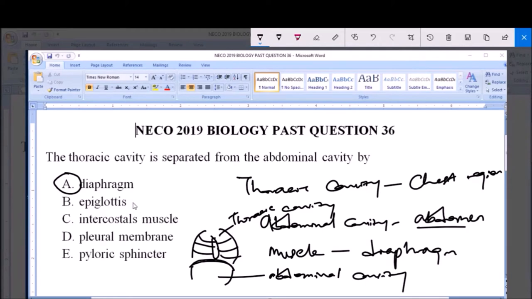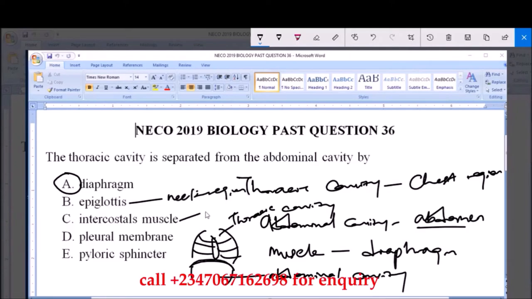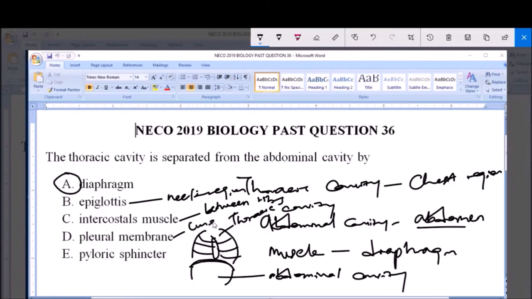Now the epiglottis here is found in the neck region. The intercostal muscles are the muscles that are between the ribs. Then the pleural membrane is the membrane that covers the lungs. And the pyloric sphincter is a sphincter present in the pylorus of the stomach. You'll find it in the pylorus of the stomach, where the stomach enters into the duodenum.